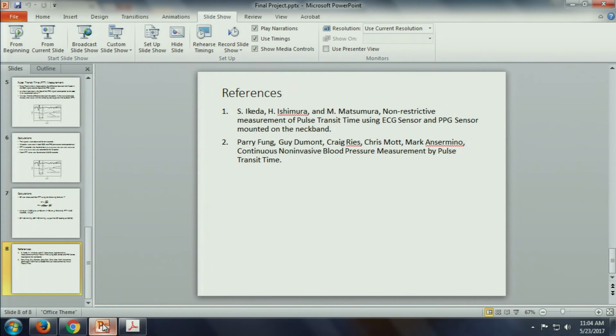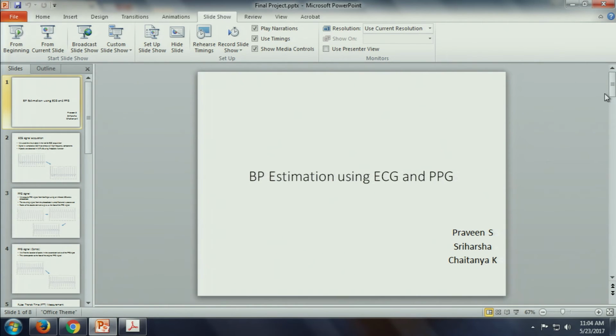Since you say the signals are available all across the body, from the sensitivity point of view, it depends on where it is accessible.